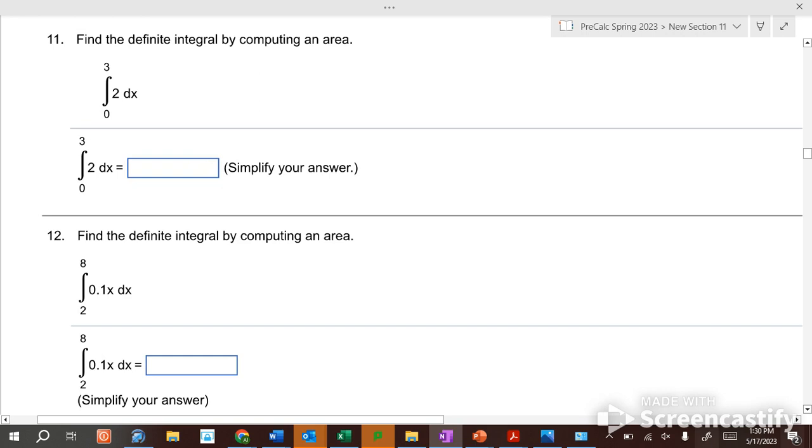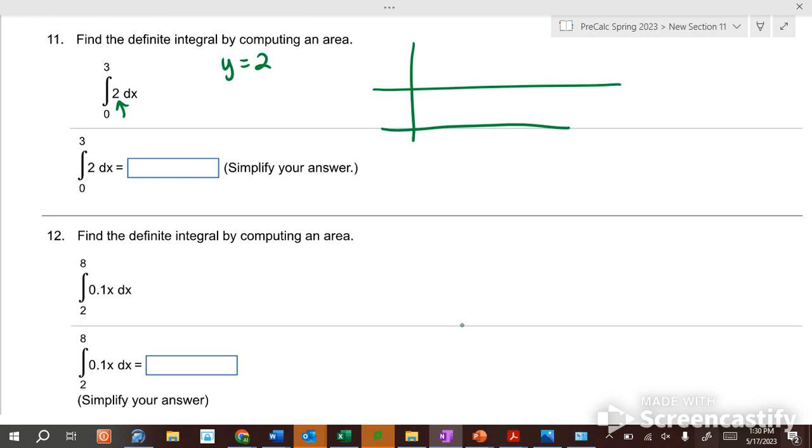All right, integral of this. Compute the area, okay? So we'll figure out how to do integrals next year really, really well, okay? But for us, we're going to do the area way of doing it. So y equals the number here. So what's y equals 2 look like as a graph? Horizontal line. And we're going from 0 to 3. So it's 3 wide, 2 high. It's a rectangle. Area is 6.